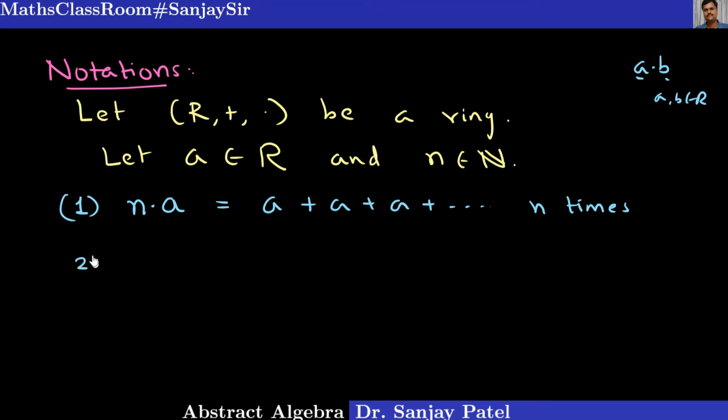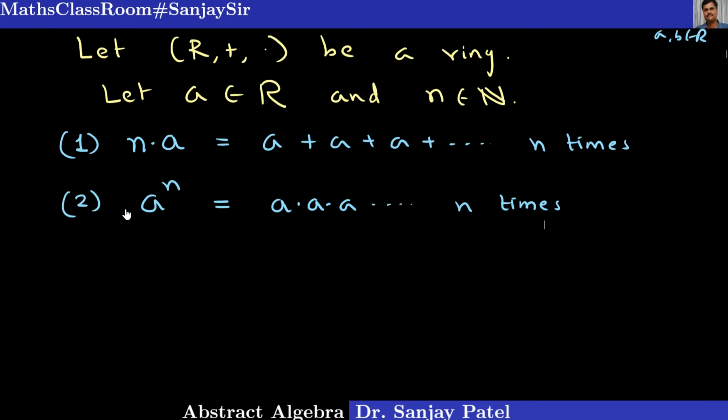And the second thing I want to define is a raised to n, which is equal to a · a, n times. So we are defining an integer times an element a and some power of an element a in the ring. Then with the help of this, we can show some useful results which we are just mentioning without any proof. But let us understand the meaning of these definitions.